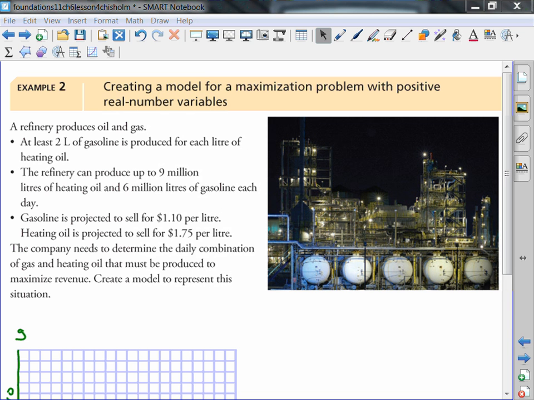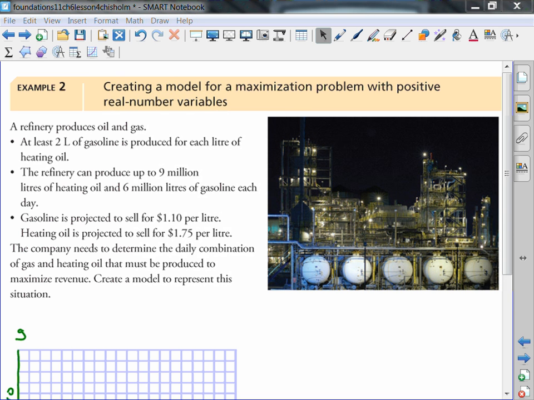6.4 example 2, we're going to look at another optimization problem for creating a model. So creating a model for a maximization problem with positive real number variables. A refinery produces oil and gas. At least 2 liters of gas is produced for each liter of heating oil. The refinery can produce up to 9 million liters of heating oil and 6 million liters of gasoline each day.